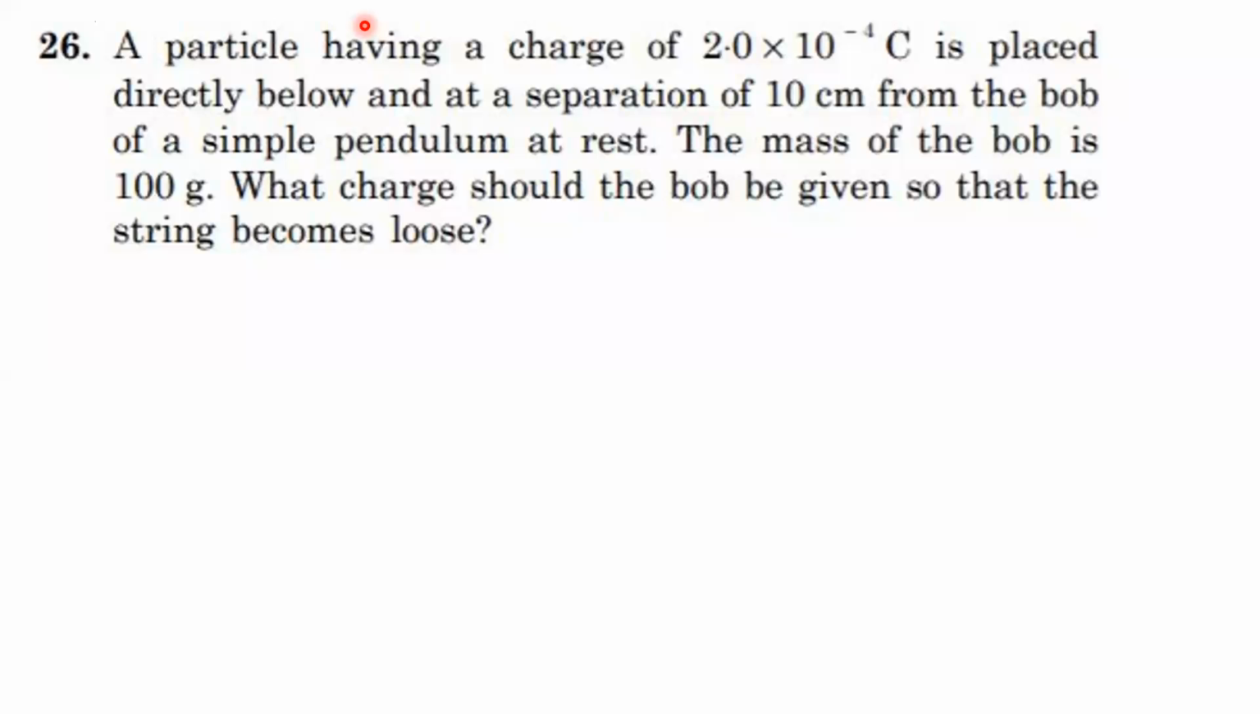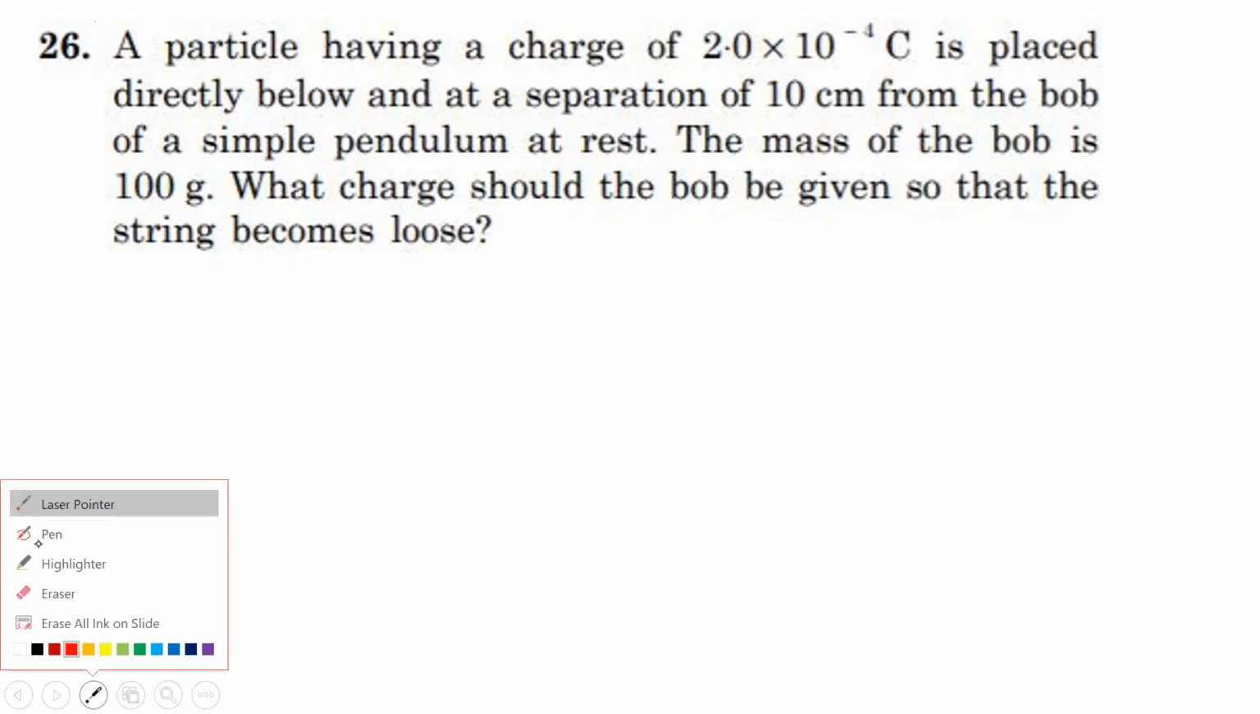Let us solve concepts of physics textbook problem. A particle having a charge of 2 × 10^-4 coulomb is placed directly below and at a separation of 10 centimeter from the bob of a simple pendulum at rest. The mass of the bob is 100 gram. What charge should the bob be given so that the string becomes loose?